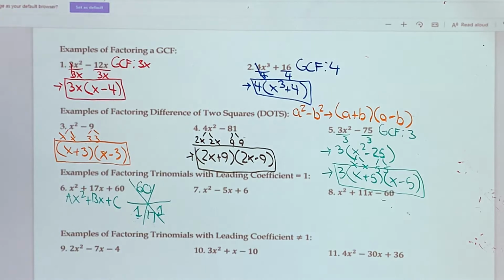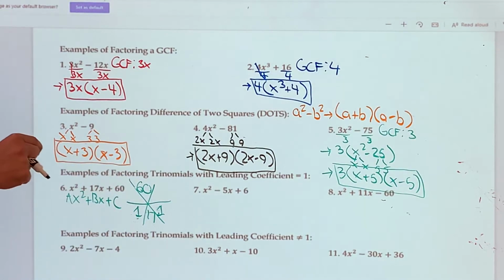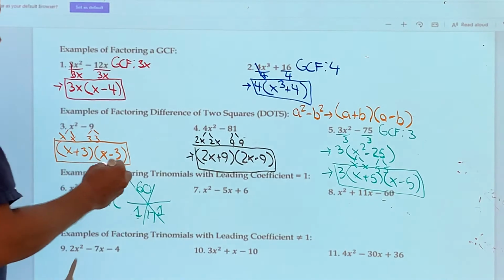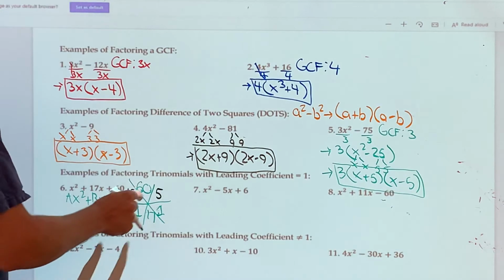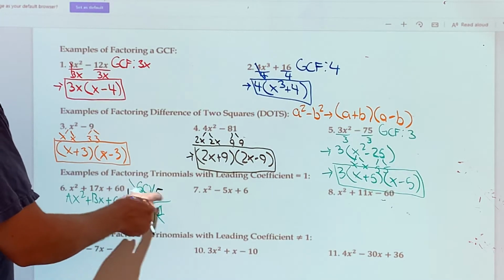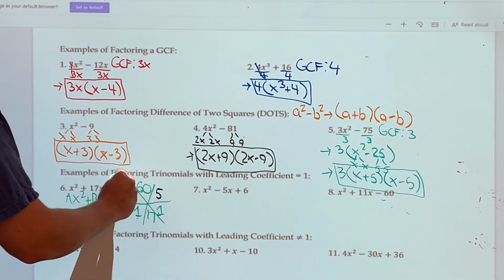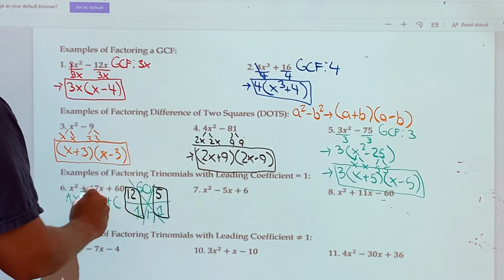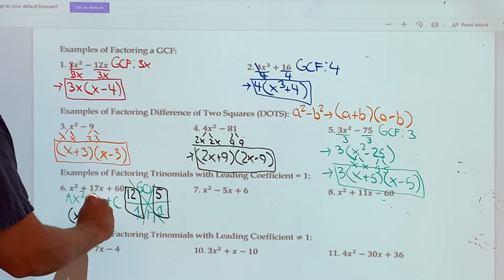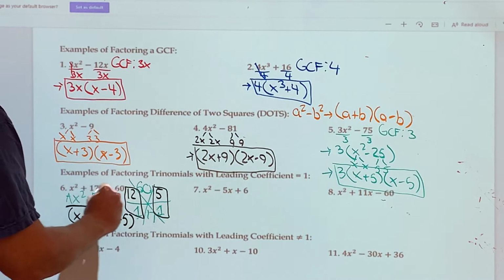Okay, so how I'm getting these 2 numbers, guys, is I'm saying, give me 2 numbers that multiply to 60 that add to 17. And in that case, it's going to be 12 and 5. So 12 times 5 gives you 60, 12 plus 5 gives you 17. And then here's how you always determine how to write out your factors. What's 12 over 1? 12, so you get x plus 12. What's 5 over 1? 5, so you get x plus 5.